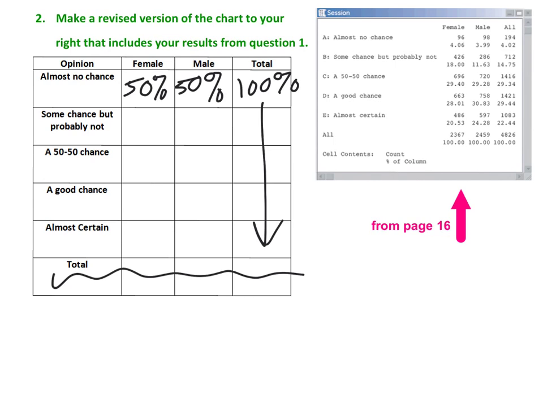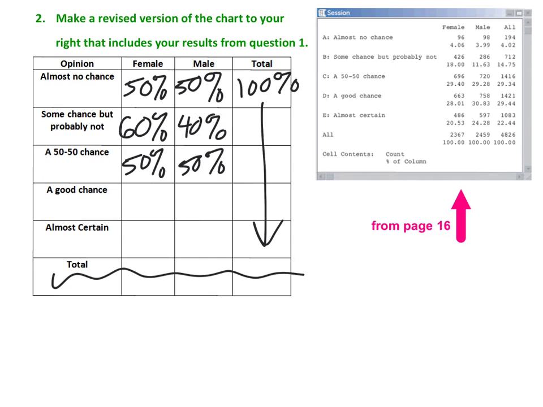Okay? Some chance. Some chance, but probably not. That broke down to be about 60-40. A 50-50 chance. Oh, look at that. Those responses were about 50-50.